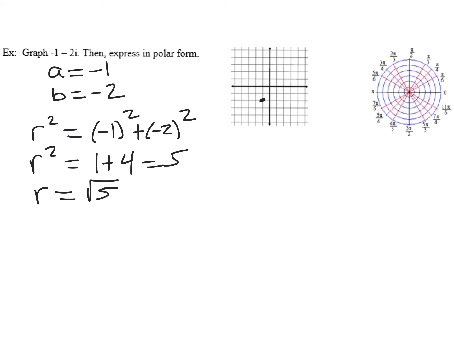And I've got it. It's the square root of 5, which if you wanted an approximation, is roughly 2.2. I'll just leave it as the square root of 5, but when I graph it on the polar graph, having it as 2.2 is going to be a little bit more helpful than the square root of 5.